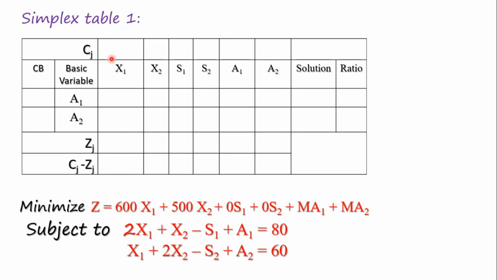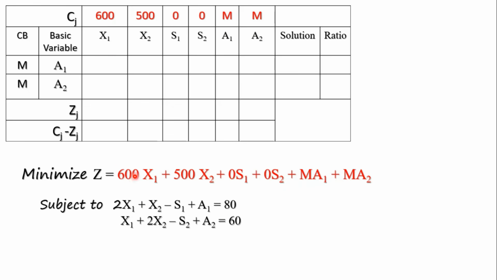Now this table is called the simplex table. This format needs to be maintained. On the top we have the coefficients of the objective function. We need to substitute these values in the coefficients, like x1, x2, s1, s2, a1, a2. The coefficients are substituted as 600, 500, 0, 0, M and M.